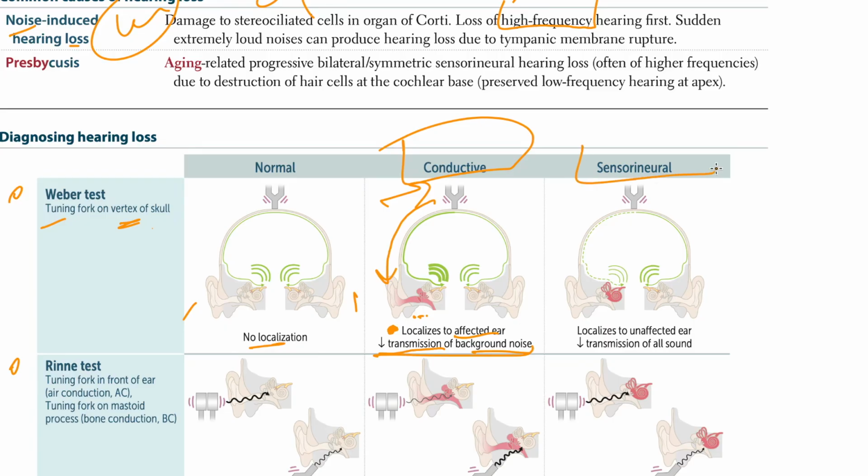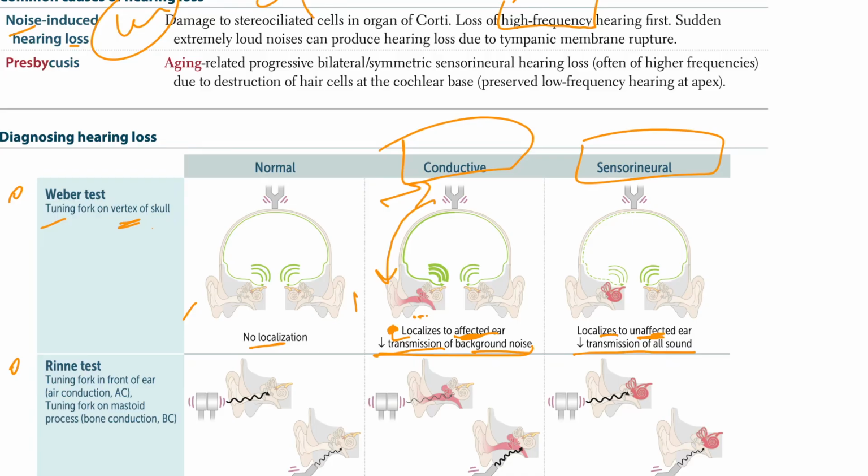The next is sensorineural hearing loss. Here, it is going to be the opposite of this. It's just a mnemonic, an opposite, but basically it localizes to the unaffected ear. Here it was localizing to the affected ear, but here we have the unaffected ear. And there's a decreased transmission of all sounds.